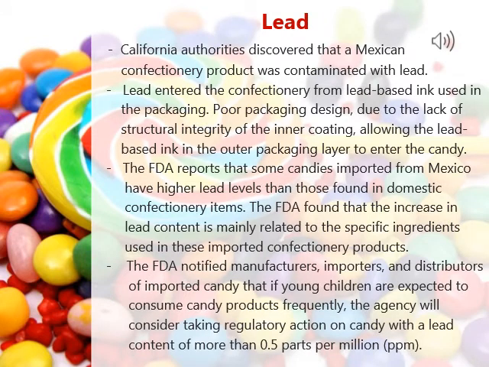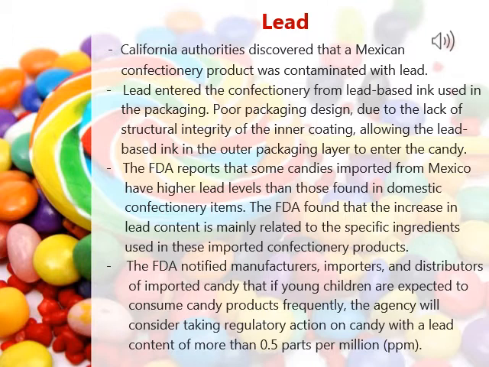In the case of lead, California authorities discovered that a Mexican confectionery product was contaminated with lead. Lead entered the confectionery from lead-based ink used in the packaging. Poor packaging design, due to the lack of structural integrity of the inner coating, allowed the lead-based ink in the outer packaging layer to enter the candy.